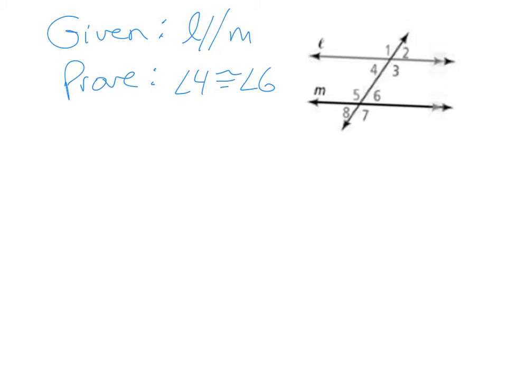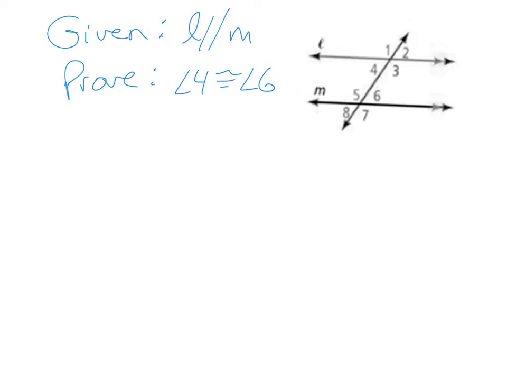So in this proof, we are going to assume that the two main lines are parallel, and we're trying to show that angle 4 and angle 6 are congruent. The only thing we can use right now is the corresponding angles postulate. Just for the setup for this one, that's the only one we're allowed to use.